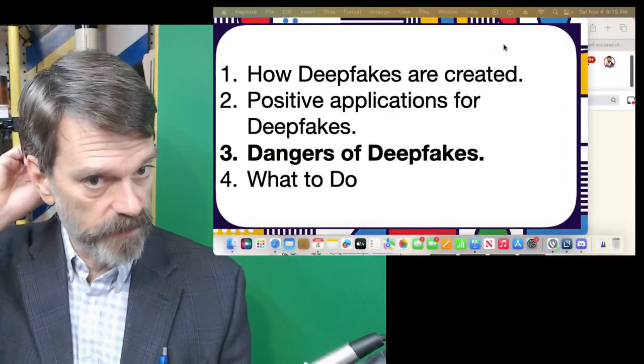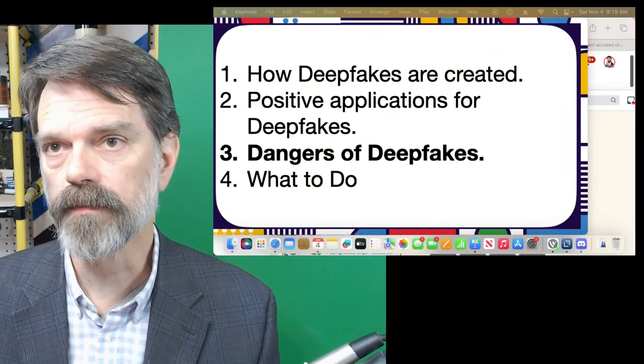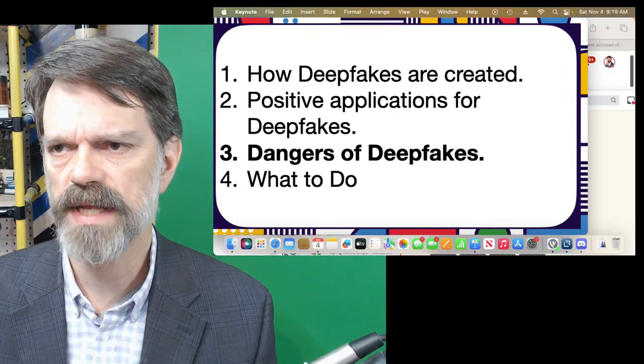Well, let's go on and look at a couple other examples here. So let me pull this up again. Let's look at some of the more dangerous aspects of this technology. As I mentioned, this is being used in some pretty horrible ways. Excuse me there, I'll get this moved over. Okay, so let's talk about some of the dangers of this technology.